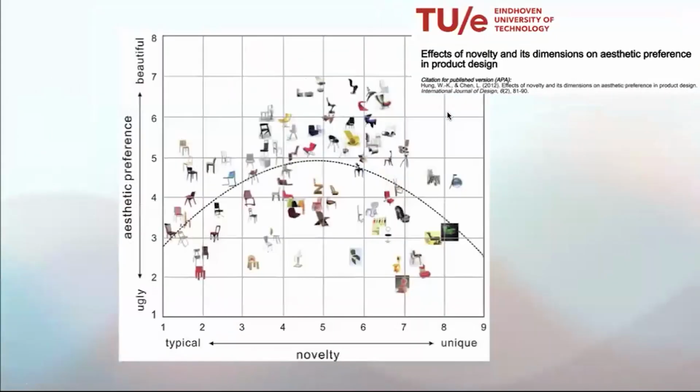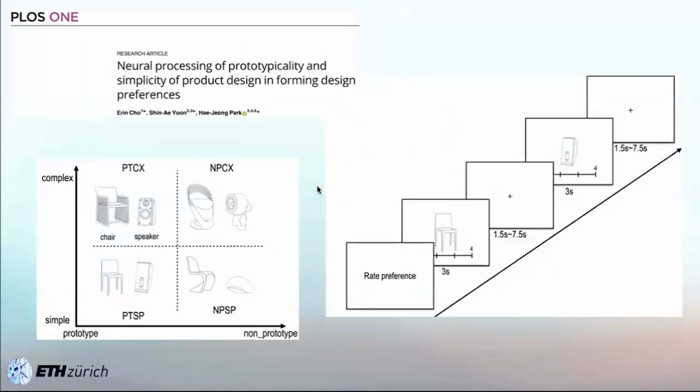Here's another plot from the same study, where you can see the individual chair exemplars in this typical, unique, ugly, and beautiful rating space. You can have a look at that and see if you agree with it. There are some totally wacky ones out in the unique space, and are the ones in the ugly and typical space terrible? It's up for debate, but this is where the individual chair exemplars got rated as a group by their participants.